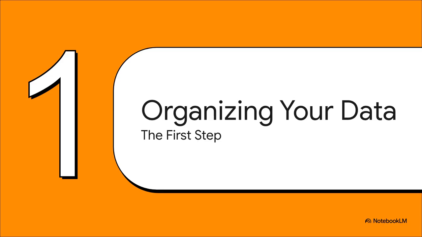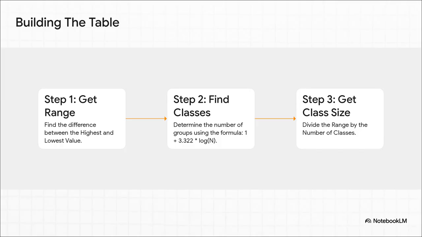Well, the very first step, before we do any kind of fancy calculations, is just to bring some order to the chaos. We have to get organized. And the absolute best tool for that job is something called a frequency table. Building one of these tables is actually a pretty straightforward three-step process. It's all about creating organized buckets for our data to fall into.